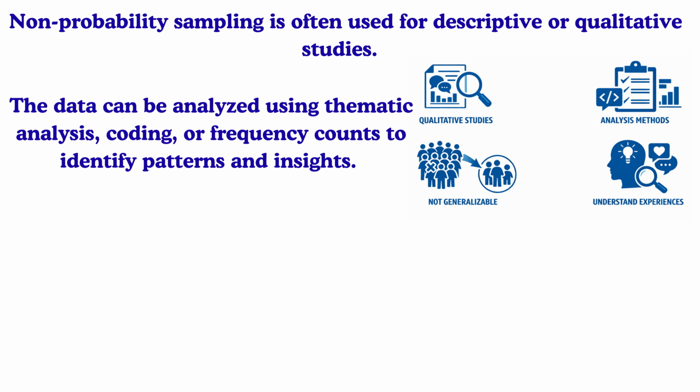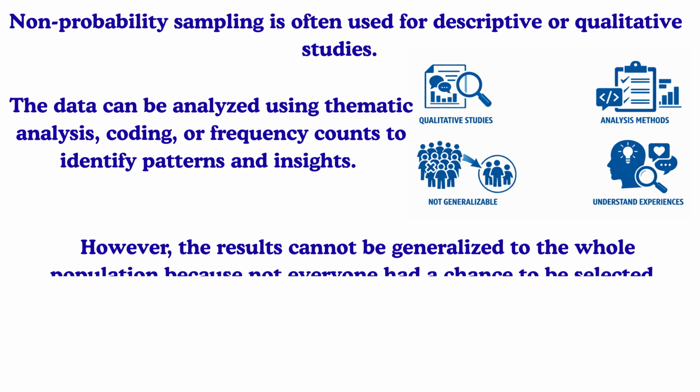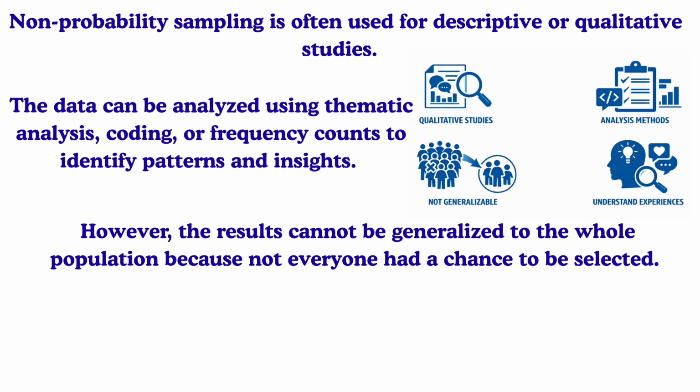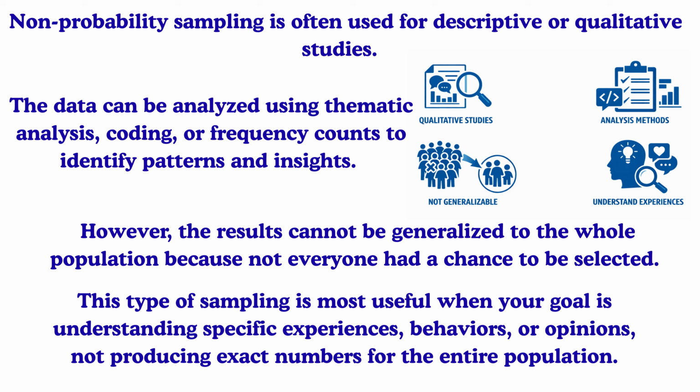Data analysis considerations. Non-probability sampling is often used for descriptive or qualitative studies. The data can be analyzed using thematic analysis, coding, or frequency counts to identify patterns and insights. However, the results cannot be generalized to the whole population because not everyone had a chance to be selected. This type of sampling is most useful when your goal is understanding specific experiences, behaviors, or opinions, not producing exact numbers for the entire population.